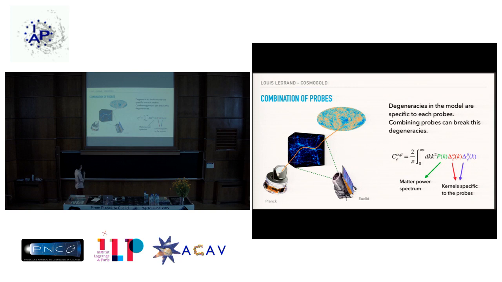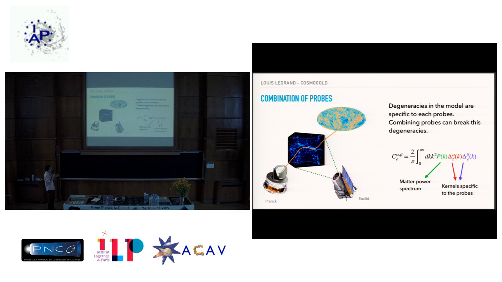As was said earlier this week, what we're interested in cosmology is the density of matter. This is represented by the box in the middle. But what we can actually observe is not this density, but tracers of the fluctuation of the density of matter. We can, for instance, observe the distribution of galaxies. This is what Euclid will achieve. Or, for instance, the CMB lensing.